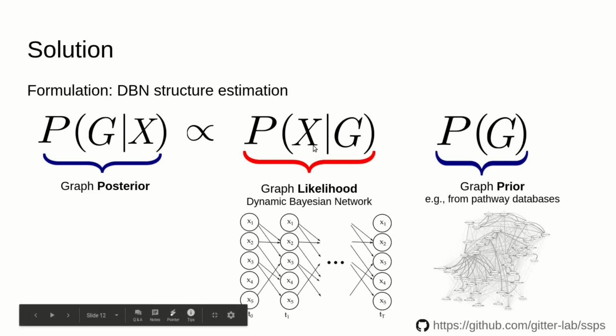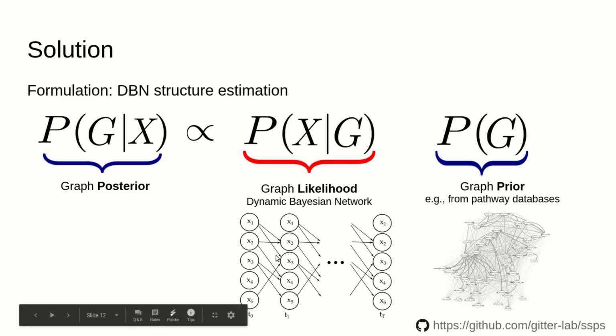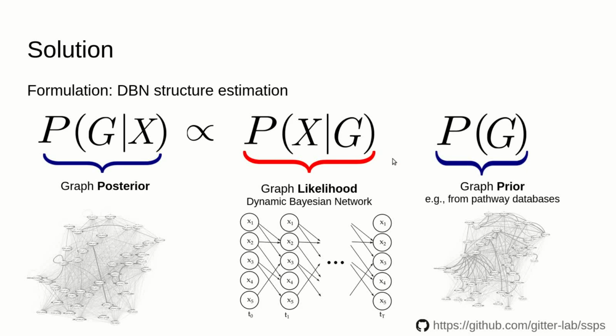For our graph likelihood function, we use a dynamic Bayesian network. A dynamic Bayesian network, or DBN for short, is a sequential probabilistic model. For our purposes, you can think of a variable in one time step as being a noisy function of its parents in the preceding time step. The structure of the DBN is governed by the graph structure. So that's how we connect the time series data to a graph structure. So the product of the likelihood and the prior gives us an unnormalized graph posterior distribution.